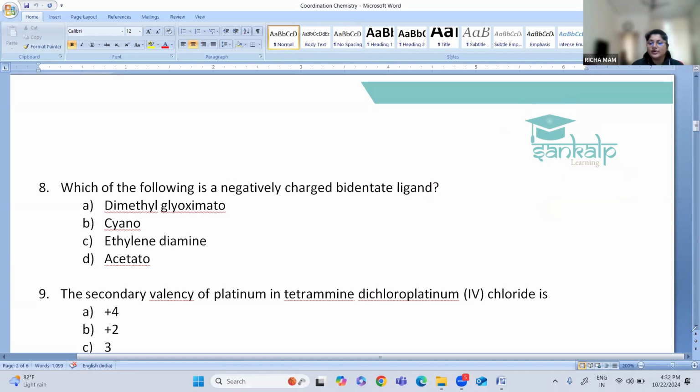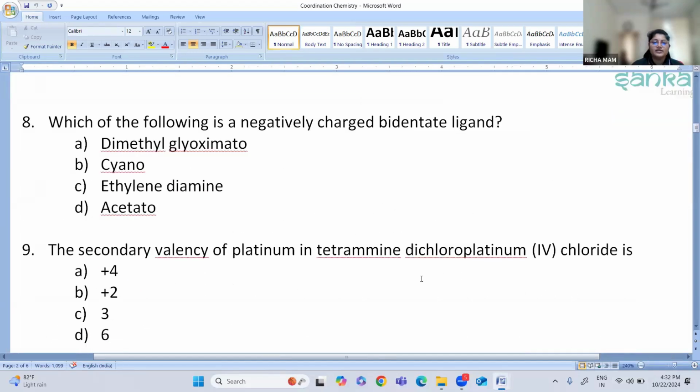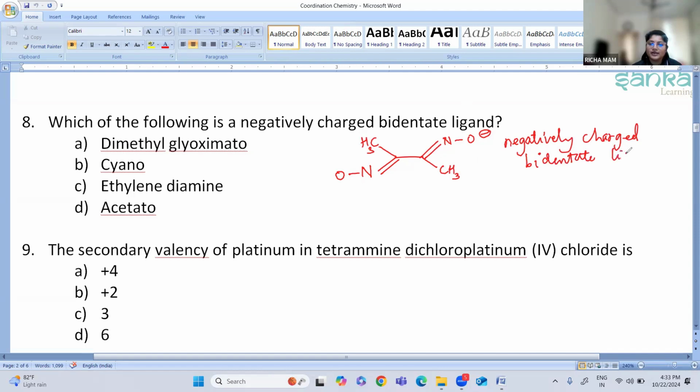For this, you need to write the structures first. You need to know the structures to find out the negatively charged bidentate ligand. So let me write the first one, dimethyl glyoxymate. So this is dimethyl, then glyoxymate. This is a negatively charged bidentate ligand.